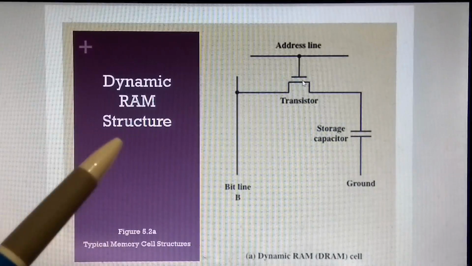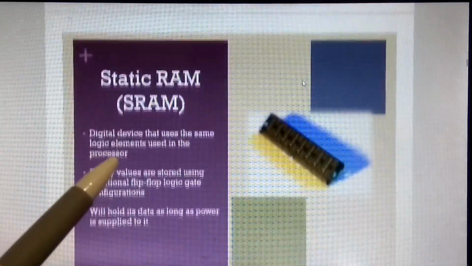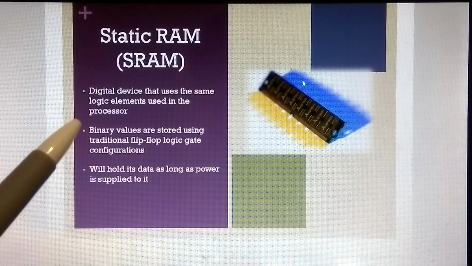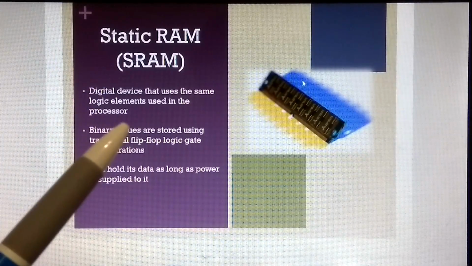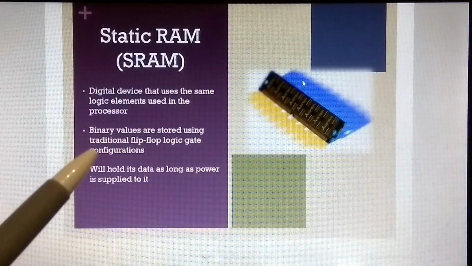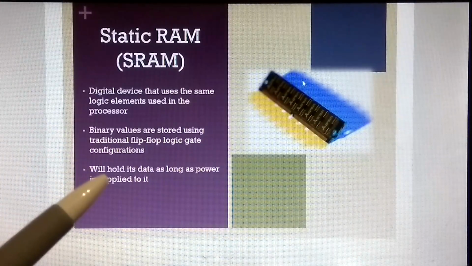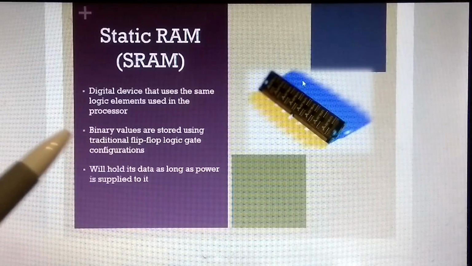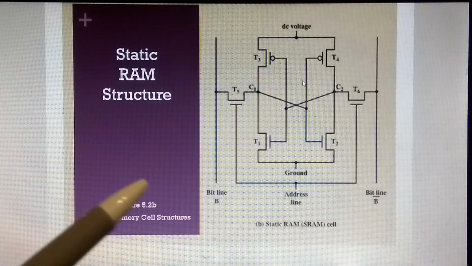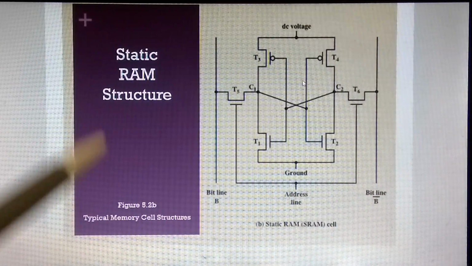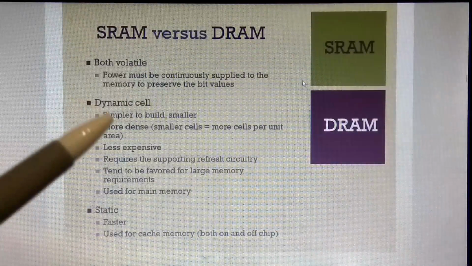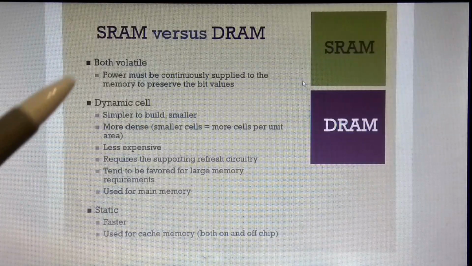This is the cell diagram of the dynamic RAM structure, and next we will talk about the static RAM, which is SRAM. It's a digital device that uses the same logic elements used in the processor, and its binary values are stored using traditional flip-flop logic gate configurations. The characteristic of SRAM is that it will hold its data as long as power is supplied to it. Now, this is the structure of the static random access memory. And next we'll see the difference between SRAM and DRAM.